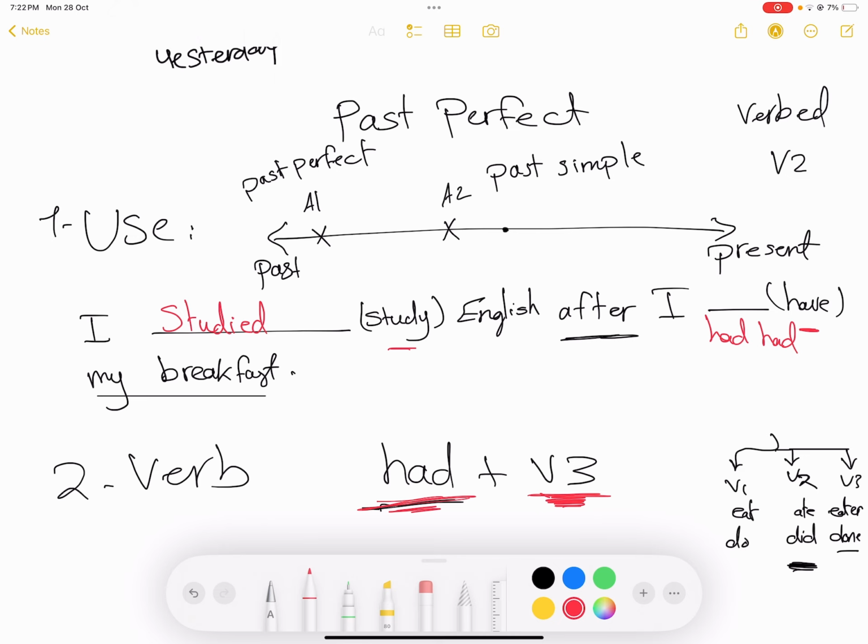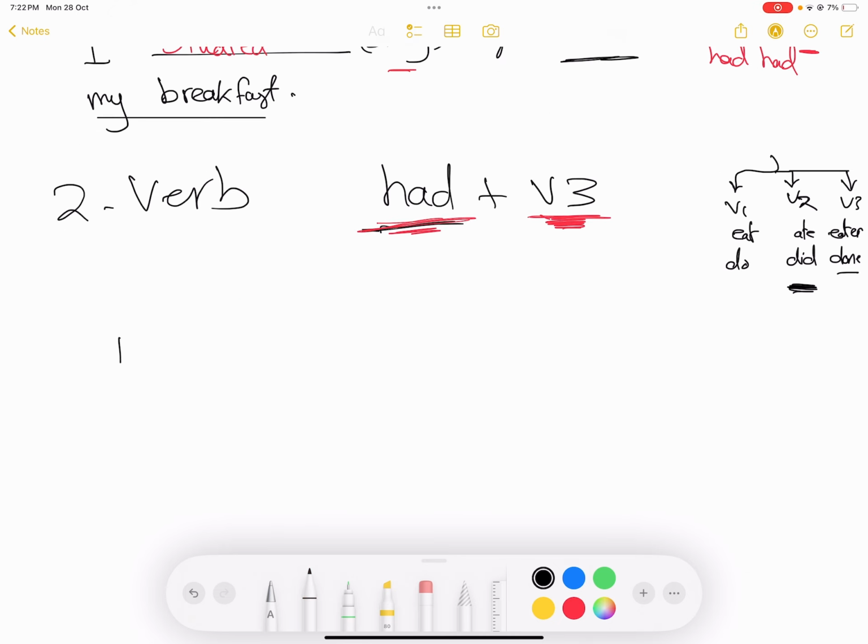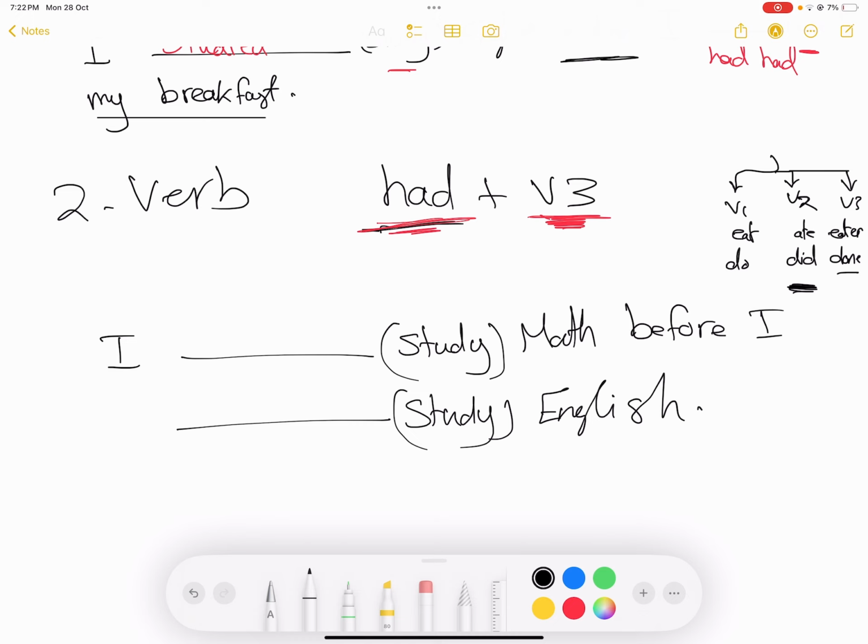Let me give you another example, an easier one. I study math before I study English. Please never do this. Always study English first, and then if there is enough time, you can study the math. Or you can leave it. You don't have to study math. Or I study math before English. Which one happens first? Unfortunately, you studied the math first.